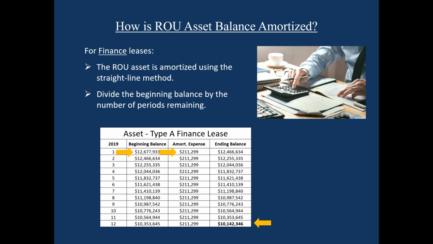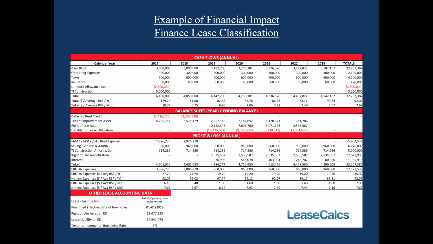Now let's refer back to our summary, but first remember this year-end number, 10,142,346. Here's the finance lease summary, and here's our year-end asset balance in 2019, 10,142,346. Now in previous calculations, I would normally show you the operating lease as well because it was the same number, but not in this case. The asset amortization is different for an operating lease. So let's take a look at that.